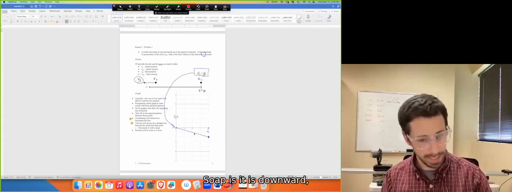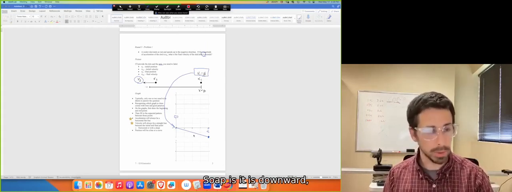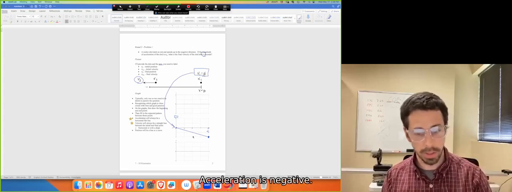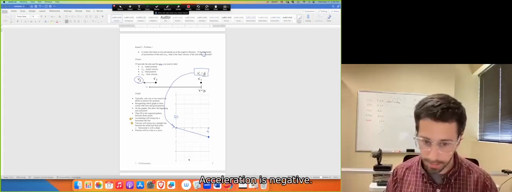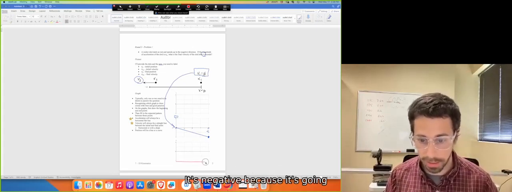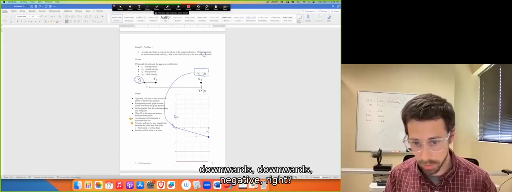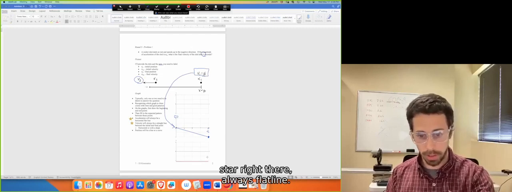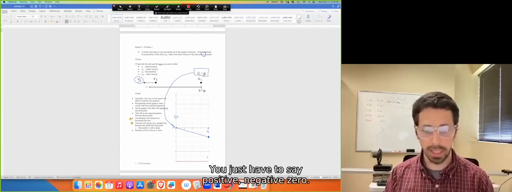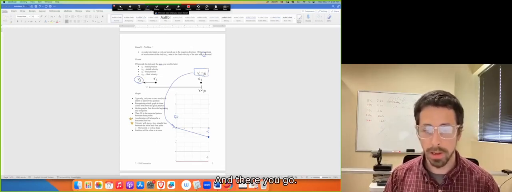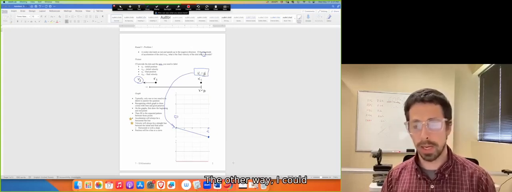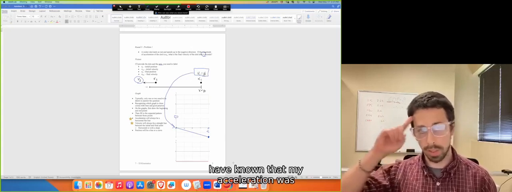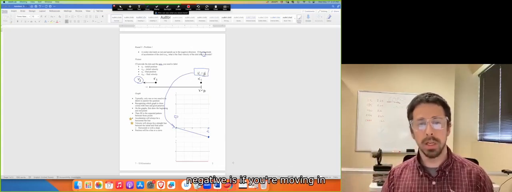Slope is downward, but I wouldn't say downward. I would stick with positive, negative, 0. Acceleration is negative, right? It's negative because it's going downwards. Downwards, negative, right? And it's always a flat line. That star right there, always a flat line. You just have to say positive, negative, 0. There you go.